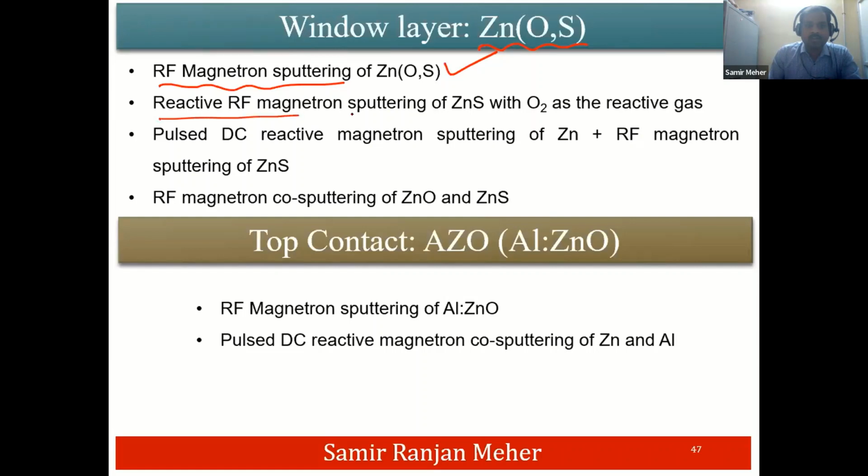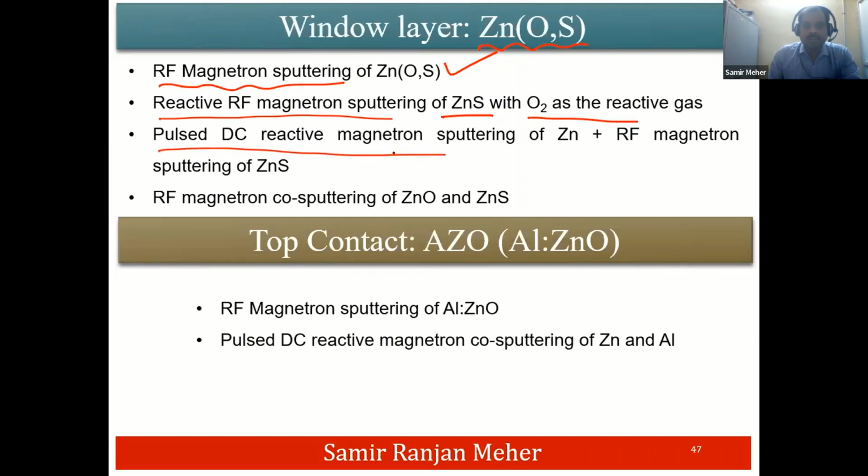The other way is to go for reactive RF magnetron sputtering of zinc sulfide with oxygen as the reactive gas. Here you can change the concentration of oxygen, and you can tune the alloy constituents.